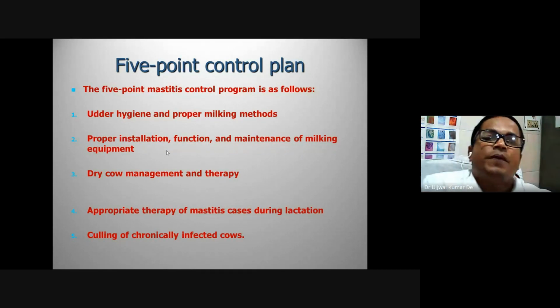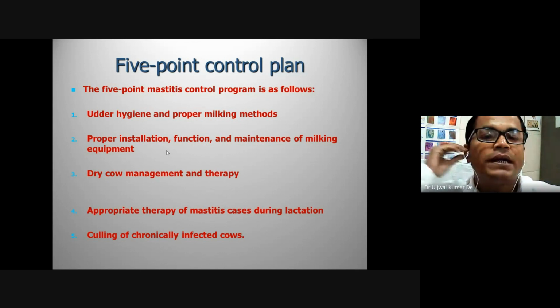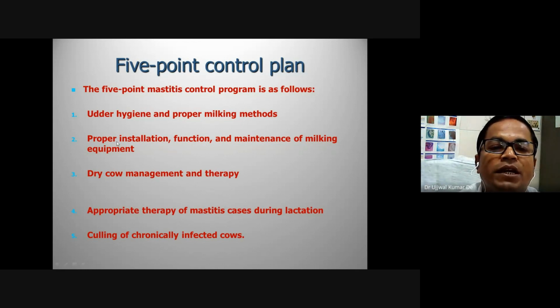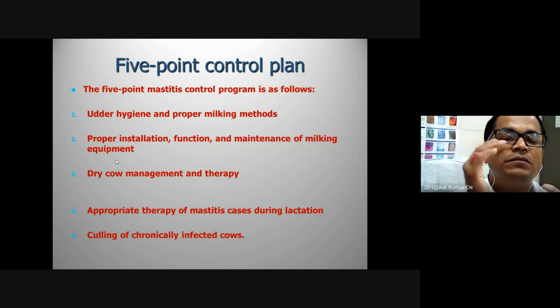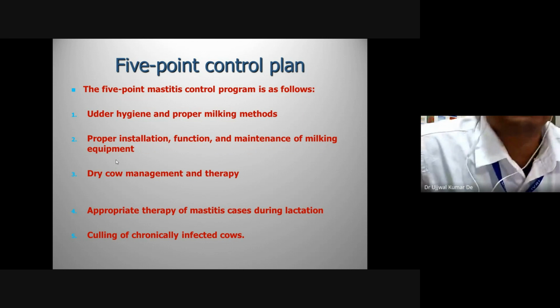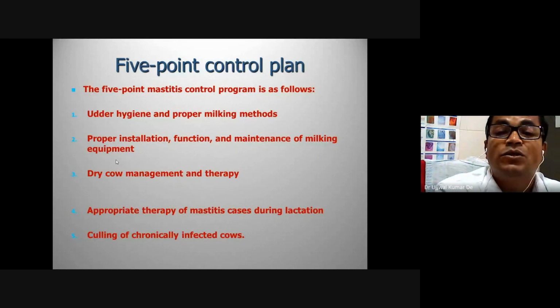Then this is the 5-point mastitis control toward the contagious pathogen. So it is the control of contagious pathogens. Then proper installation, function, and maintenance of milking equipment. It is very important because in our country the number of such high-yielding dairy herds is very small, but in developed nations they have a very high number of commercial dairies. So their milking equipment, the milking machines, and their maintenance are very important. Otherwise, these are a source of infection.